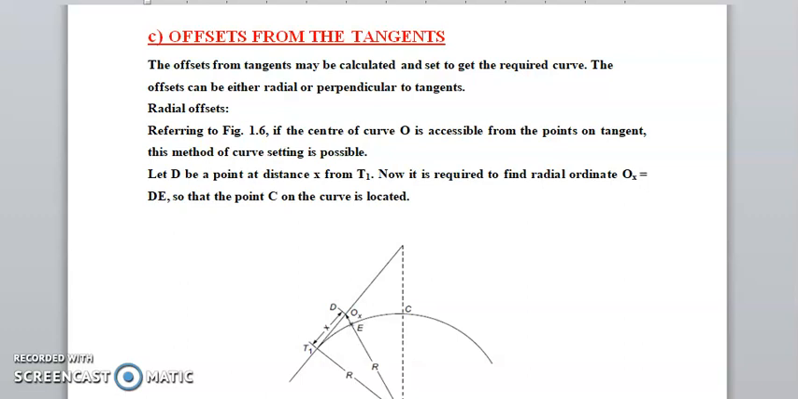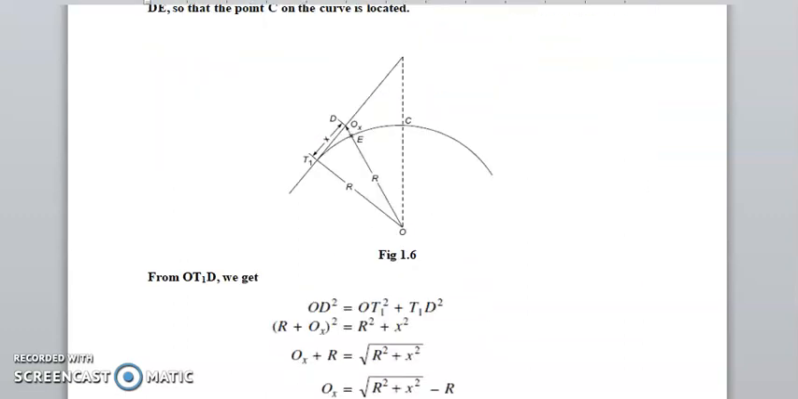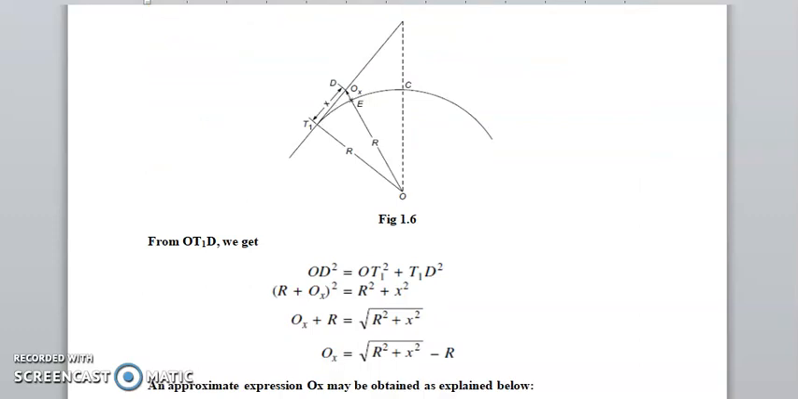If the center of the curvature O is accessible from the tangent point, in this method of curve setting, a point is taken at a distance x from T1. Now it is required to find the ordinate OX, to locate the point C on the curvature. You can see the figure 6.1.6. From triangle OTD, we get OD square equal to OT square plus T1D square.